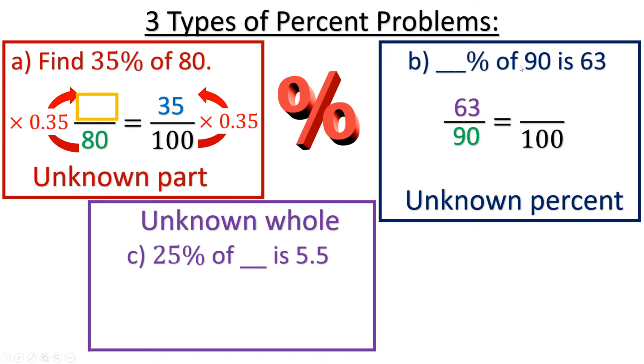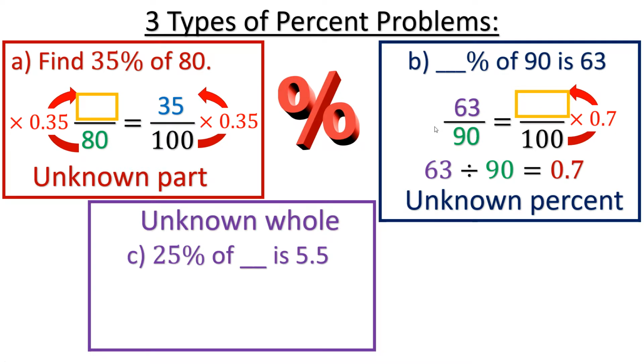And the percent of 90 is 63, meaning 63 is the part of 90. Now, in order to figure out the percent, we have to divide 63 divided by 90, and that will get us 0.7. So we're going to be doing 0.7 being multiplied here. 90 times 0.7 would be 63. So 100 times 0.7 is going to equal the answer, which is 70% in this case.